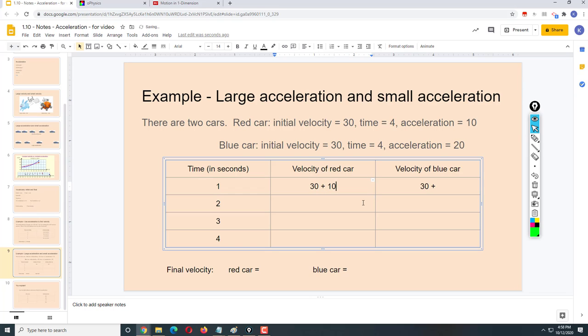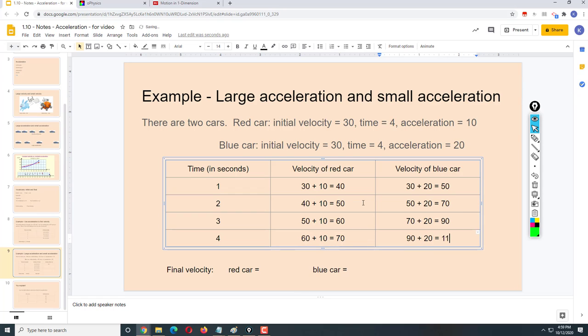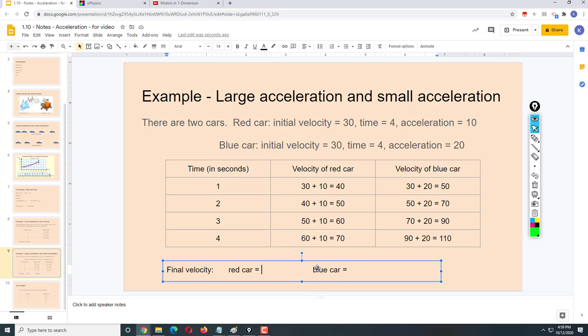Well, when the acceleration is 10, we go up by 10 every time. When the acceleration is 20, we go up by 20 every time. So even though they both started at 30, the blue car with more acceleration ends a lot faster. The red car ends at 70, the blue car ends at 110.